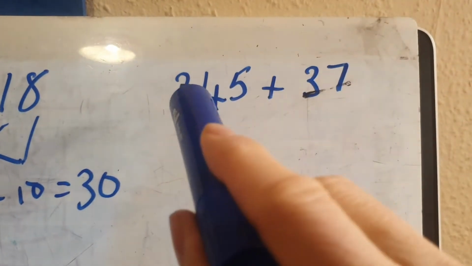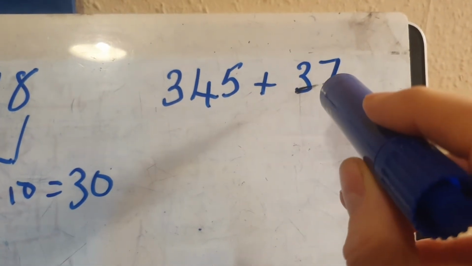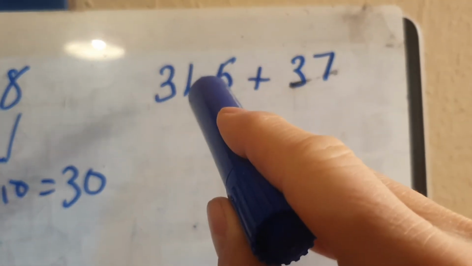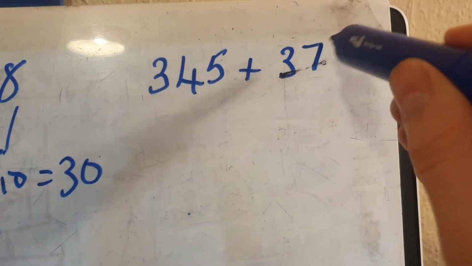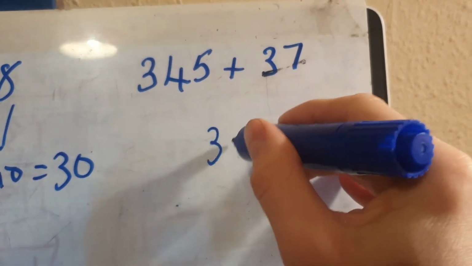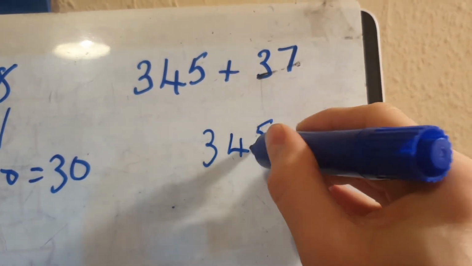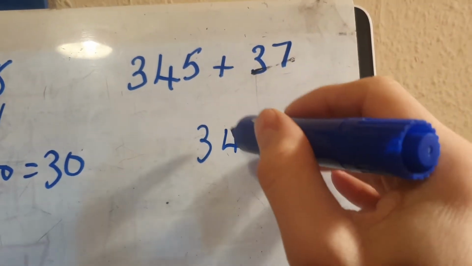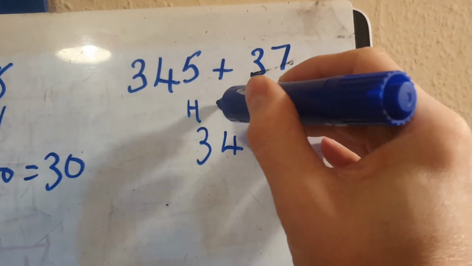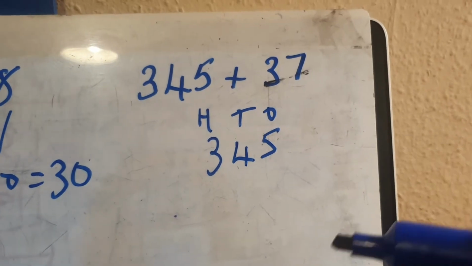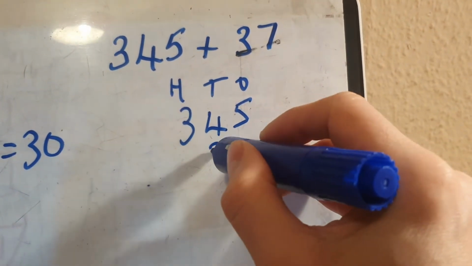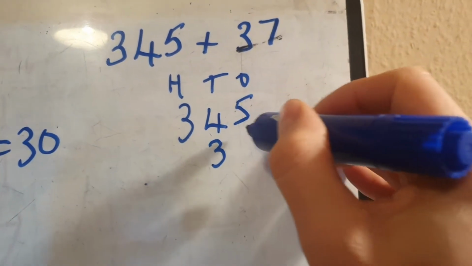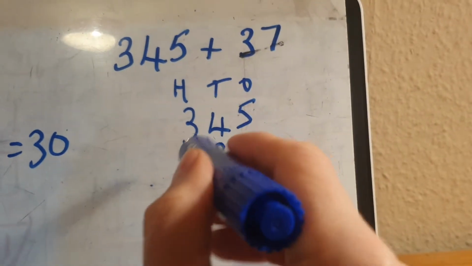Okay, so this time I've got 345 add 37: 3 hundreds, 4 tens, 5 ones, and 3 tens, 7 ones. So I'm just going to put those into the column method. Now, really important, do your workings out in your books, okay? And then my 3 tens would actually go here because they're tens, and my 7 ones.